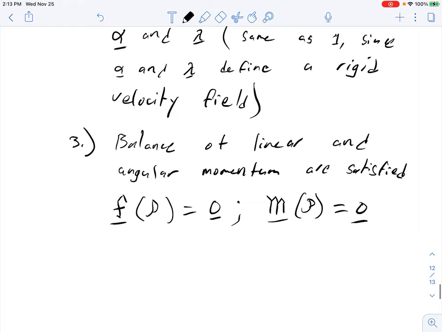So as the book says, the power expended over every rigid velocity field W vanishes if and only if the force and moment balances are satisfied. All right, that's it for that.